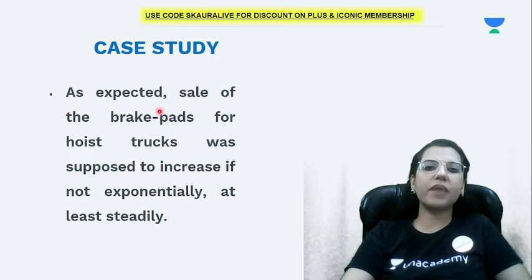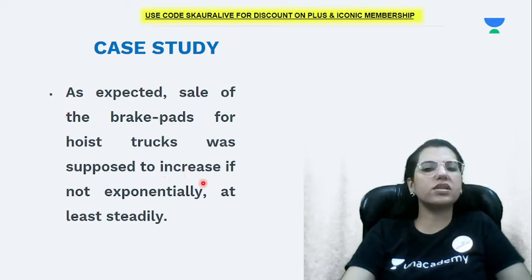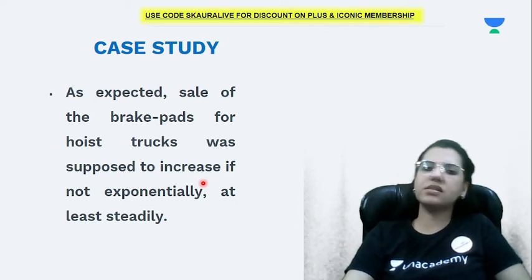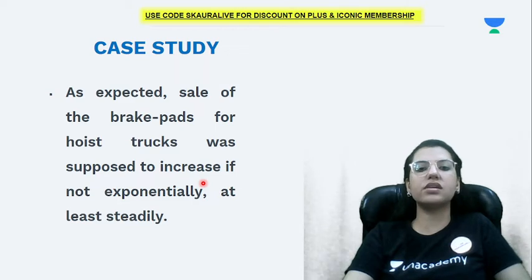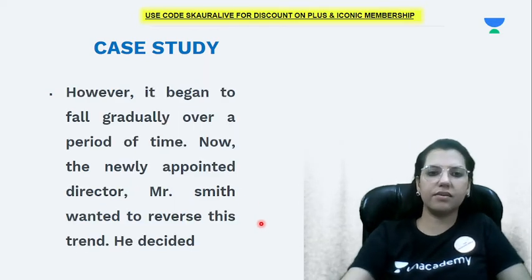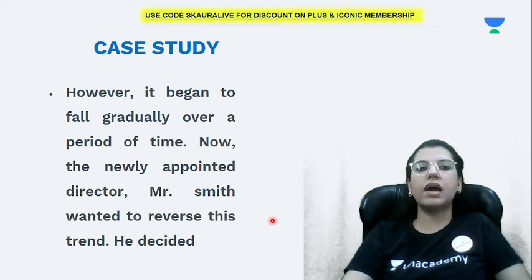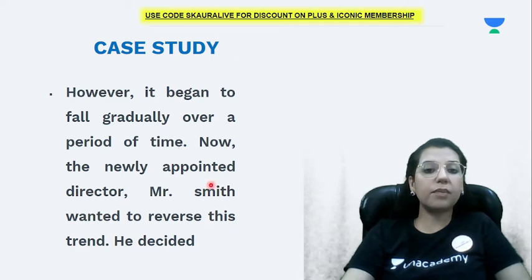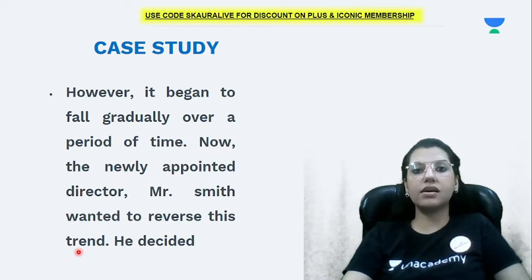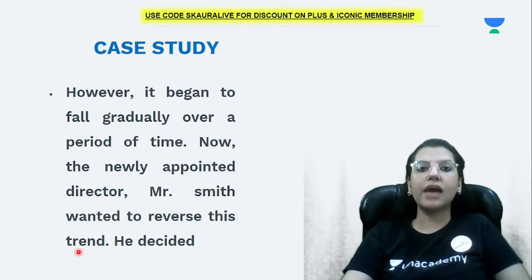As expected, sales of the brake pads for hoist trucks were supposed to increase. Yes, if you are diversifying, if you are entering a new market, it is always expected that your sales should increase, if not exponentially, at least gradually. However, what happened? It began to fall gradually over a period of time. The newly appointed director, Mr. Smith, wanted to reverse this trend. He did not like that, under his leadership, right?